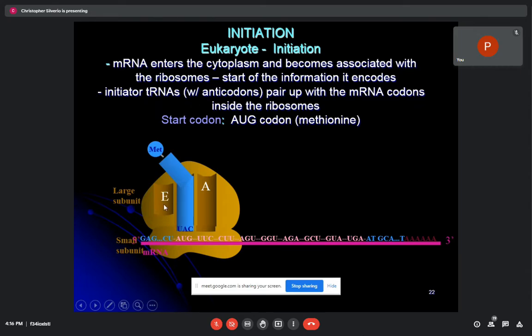And the E site is the exit site. When this transfer RNA transfers to the exit site, that is where this transfer RNA will be released or exit from the large subunit of the ribosome. That's why it is called the E site.